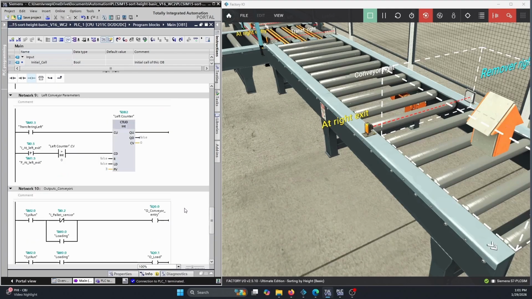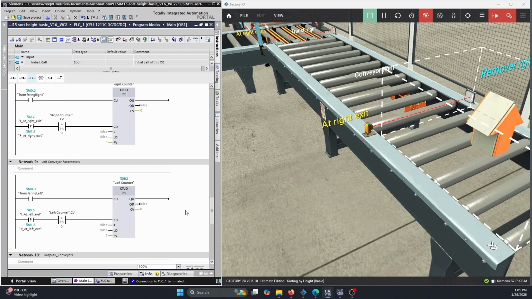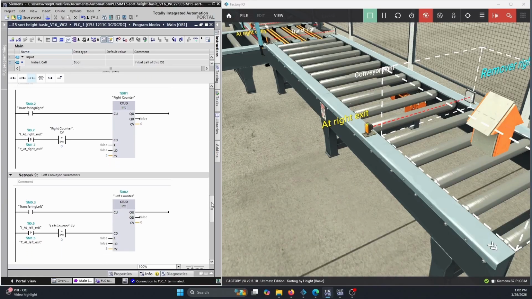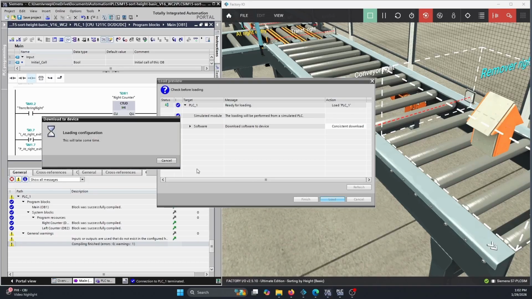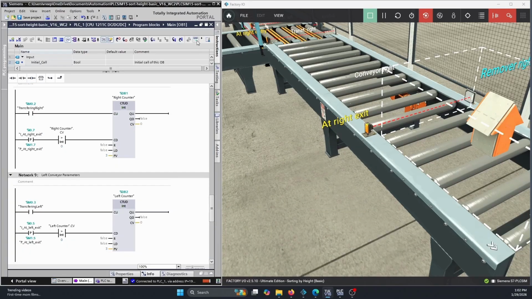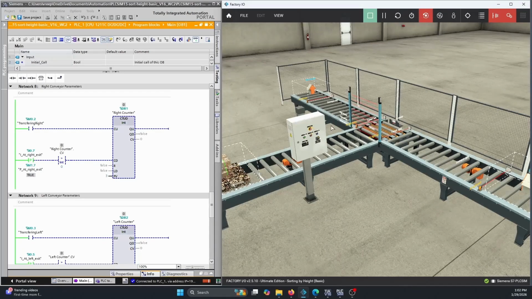Okay, let's see if this works, guys. Let's keep this right here as we're looking at the program. So let's download this to our PLC. Looks good. Let's go online. Okay, let's reset this and let's start everything up. Okay, so we got a large box coming through. Should be going to the right. Okay, gets there. Nice. Transferring right.